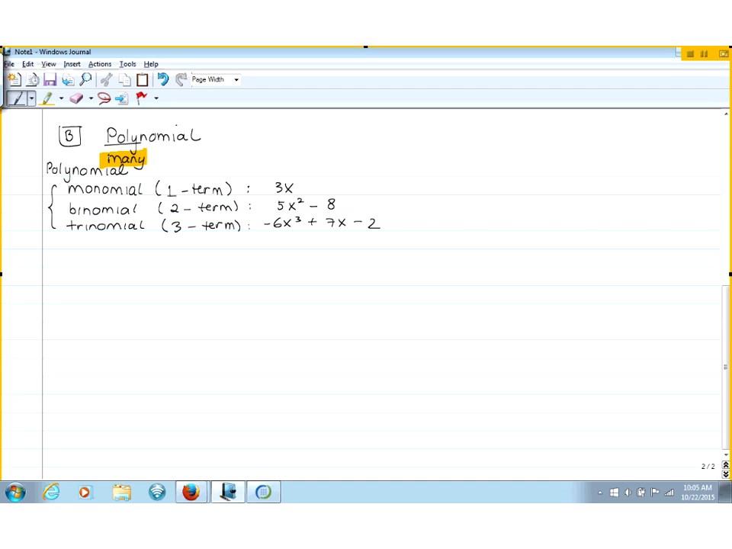Okay. So now let's talk about the degree. Or let's talk about the terms of a polynomial. Terms of a polynomial. Okay. So suppose I have this polynomial. 5x to the 5th minus 3x cubed plus 2x minus 7.